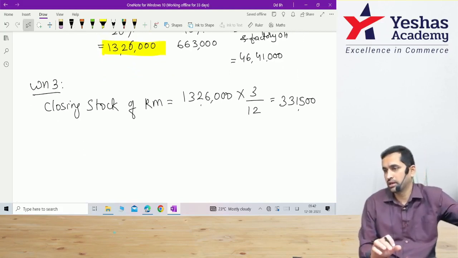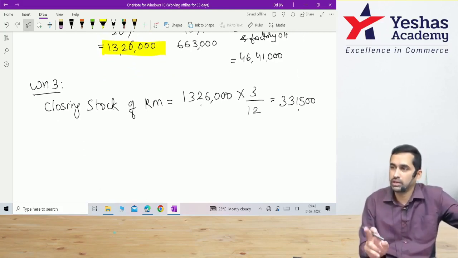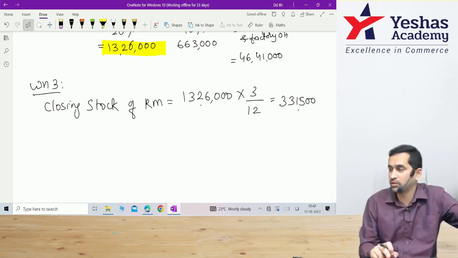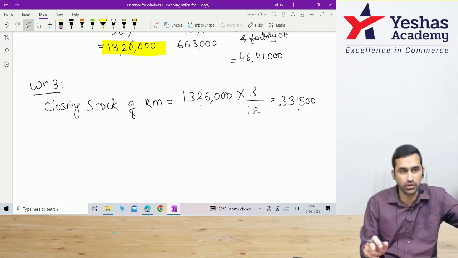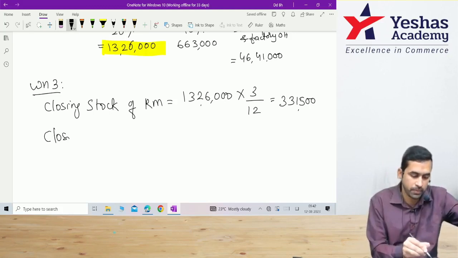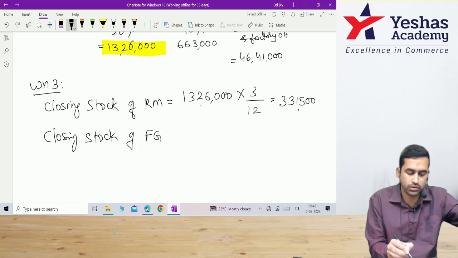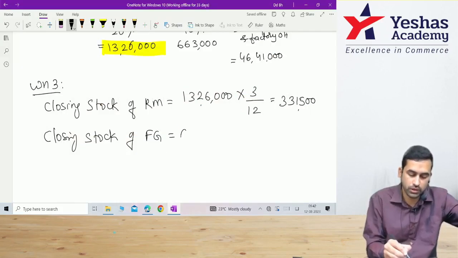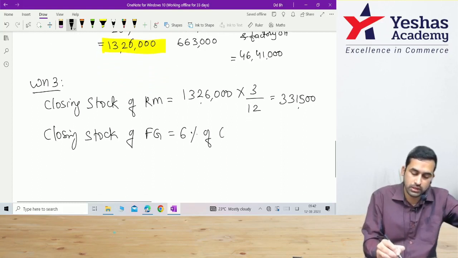If you read the question carefully, there is one more closing stock to be taken. When I prepare balance sheet, this is not the only number. There is closing stock of FG. Continue here itself. Closing stock of finished goods is equal to, what did they say, 6% of works cost. That means it is 6% of 66,30,000.